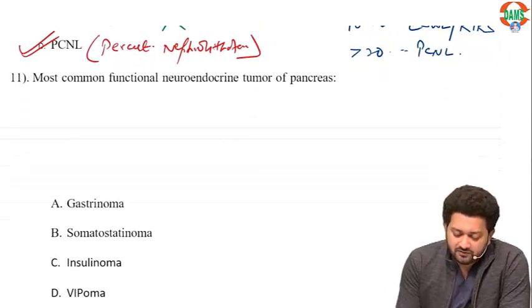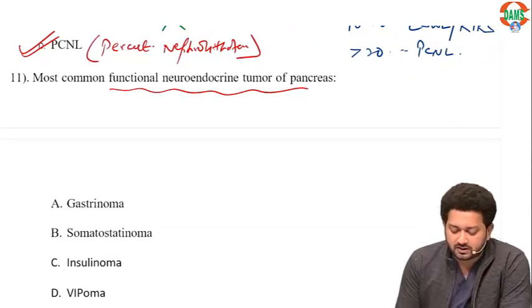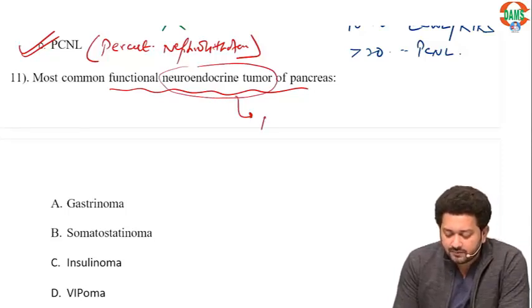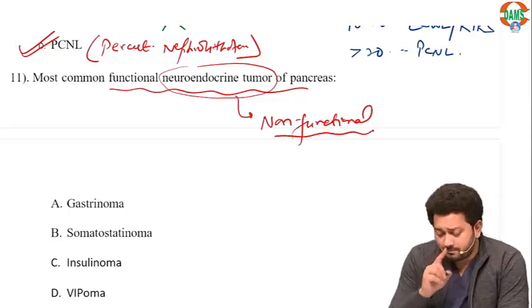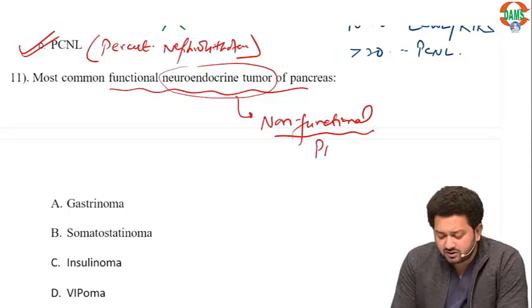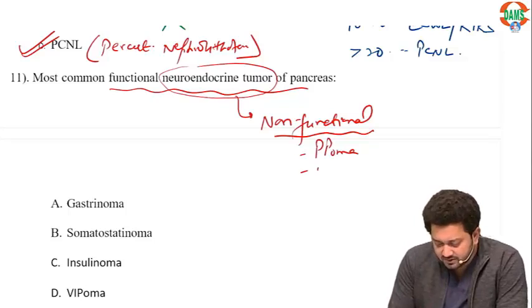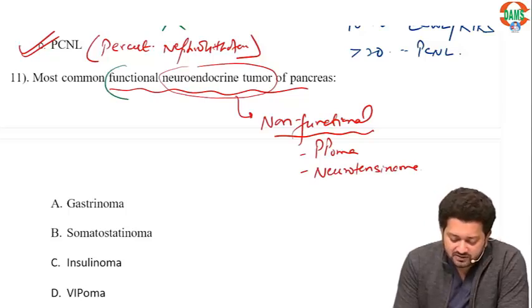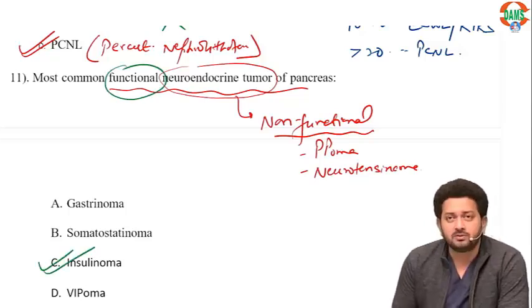Most common functional neuroendocrine tumor of the pancreas. See, if this word "functional" is not there, if they ask only the most common neuroendocrine tumor, then that is a non-functional tumor. Non-functional adenoma, it can be a pancreatic polypeptide producing tumor, neurotensin producing tumor. But now because they are asking most common functional, then the answer should be insulinoma.